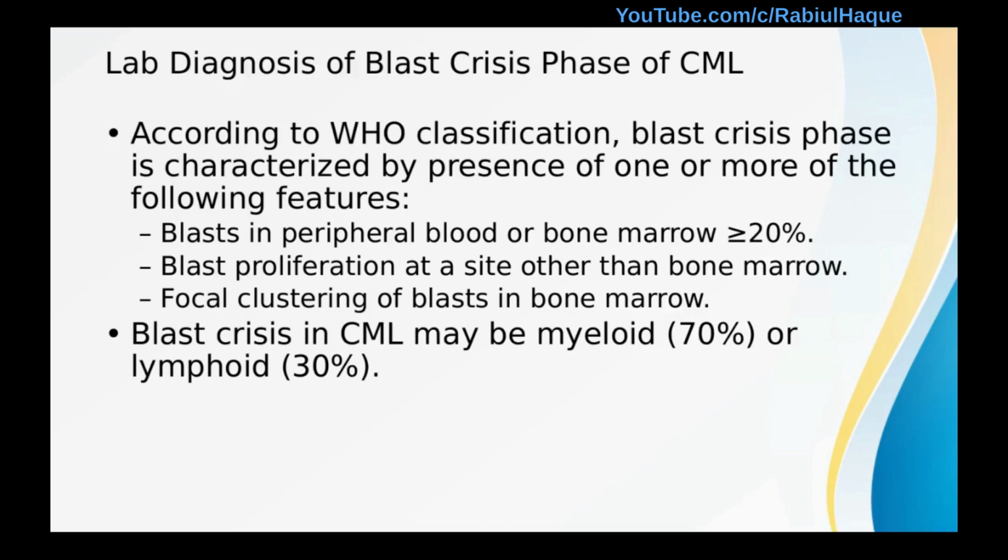According to World Health Organization classification, blast crisis phase is characterized by presence of one or more of the following features. Blasts in the peripheral blood film or bone marrow will be more than or equal to 20%. Blast proliferation at site other than the bone marrow. Focal clustering of blasts in the bone marrow. Always remember, blast crisis in chronic myeloid leukemia may be myeloid or lymphoid in nature. So we may see myeloblast or we may see lymphoblast.